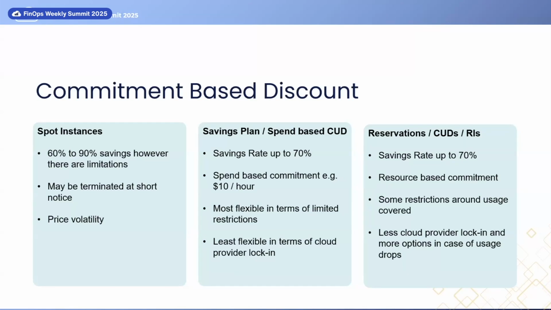The central tier, where we see a lot of the commitments, is around the savings plans, or spend-based CUDs if you're on GCP. The savings plans are a really powerful tool, and they're being pushed by all hyperscalers because they're a lot easier to understand. For example, I commit to spend $10 an hour on compute for the next 1 or 3 years. So it's pretty simplistic.